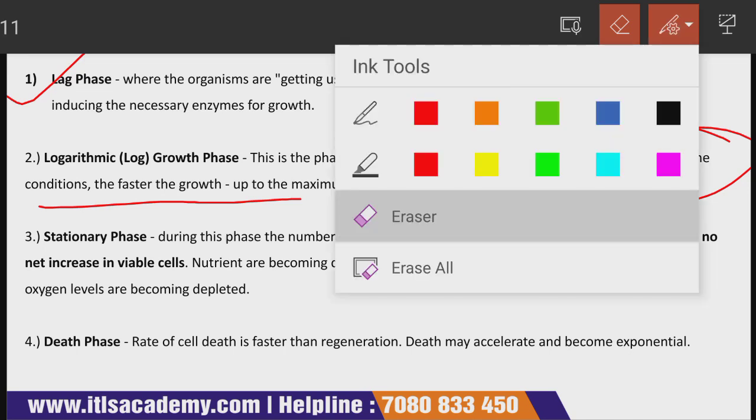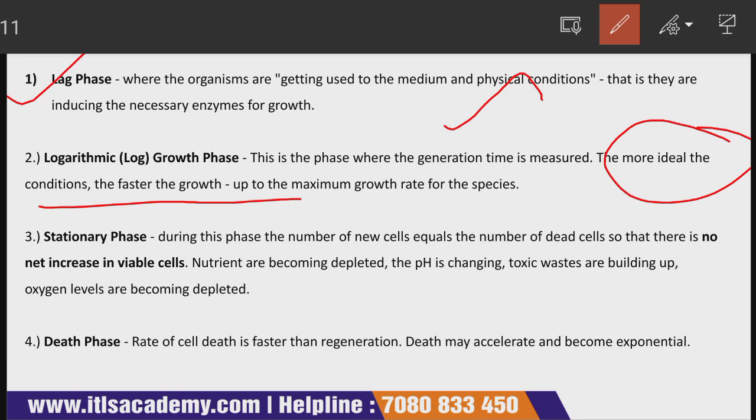Then comes the stationary phase. Stationary phase says during this phase the number of new cells equals the number of dead cells. So there is no net increase in the viable cells. Nutrients are becoming depleted in this stage, pH is changing, toxic wastes are building up, oxygen levels are depleting. So in this phase, obviously there are some cells dying. Here the number of new cells is equal to the number of dead cells.